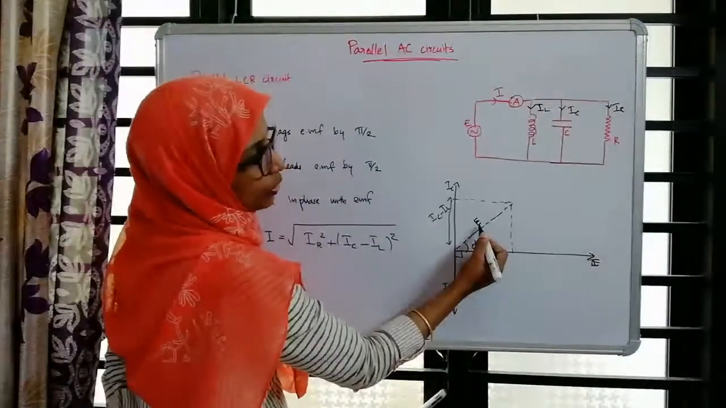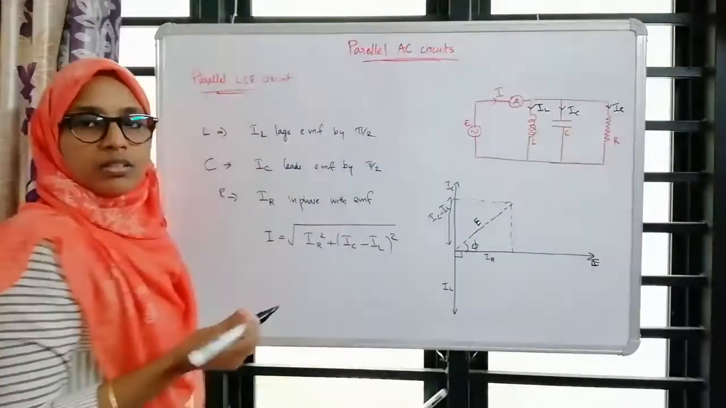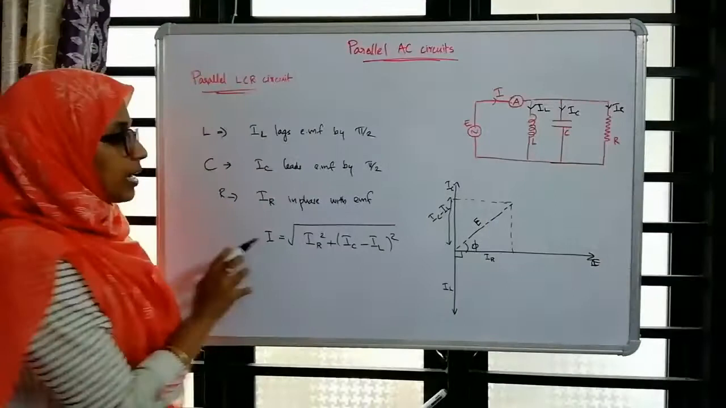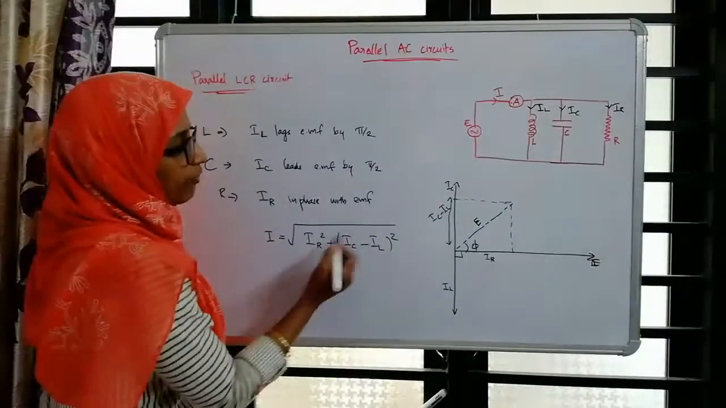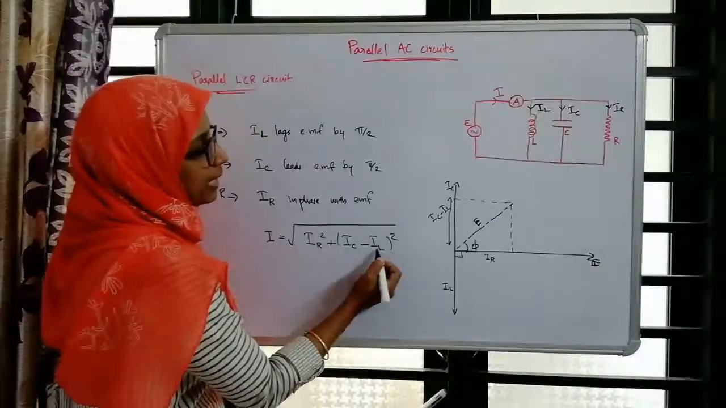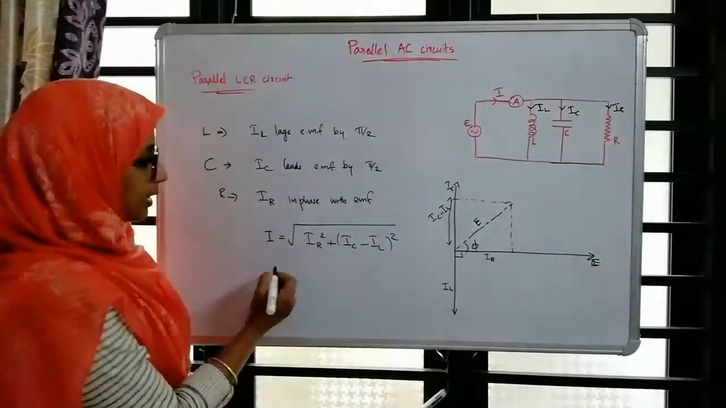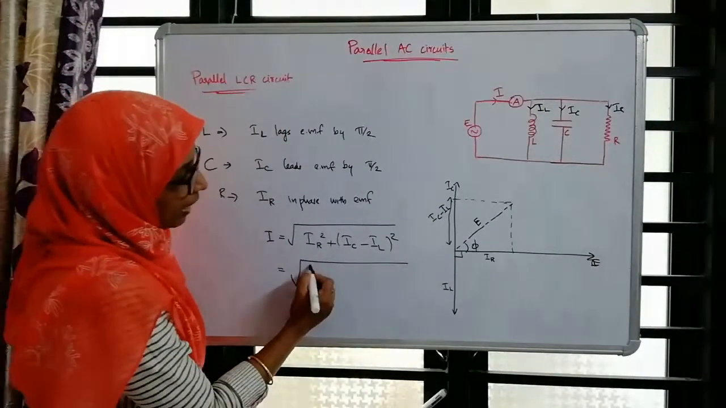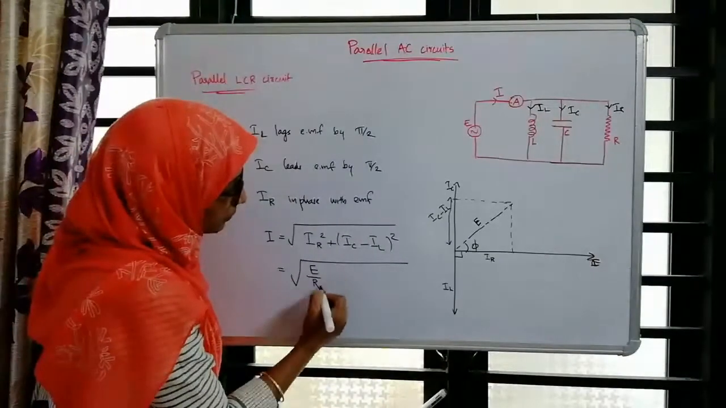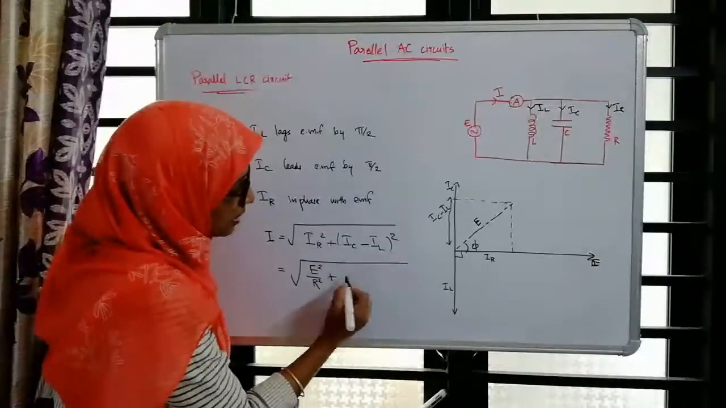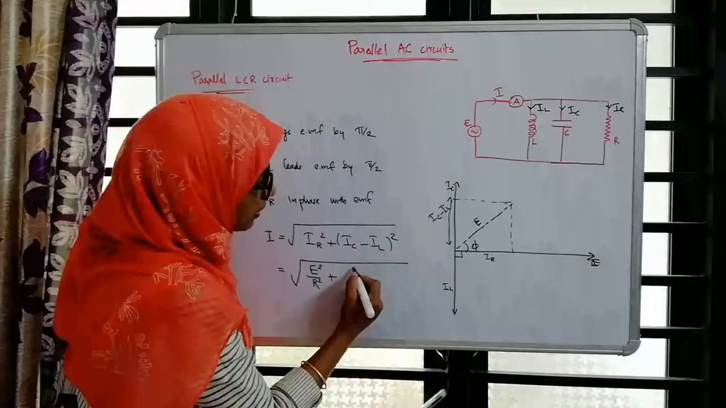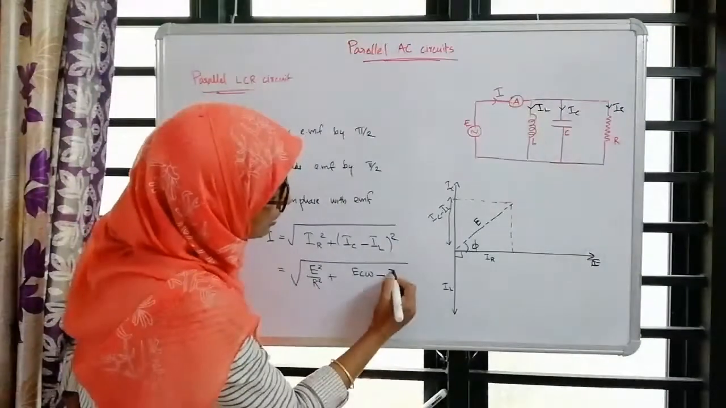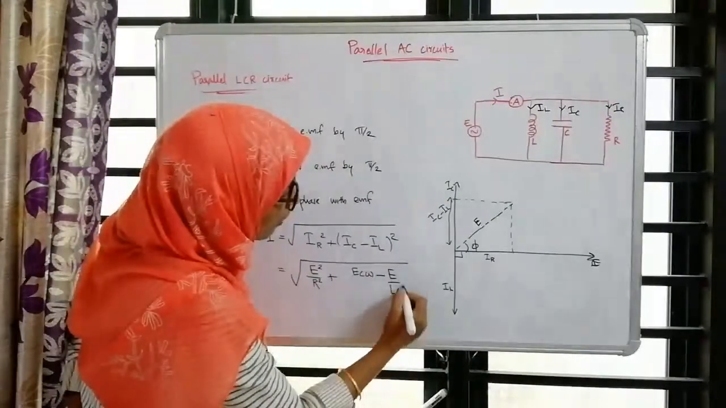E is equal to the resultant sum of this and this. That is, I is equal to root of IR square plus IC minus IL whole square. We know IR is equal to E by R, plus IC minus IL, that is E C omega minus E by L omega, whole square.